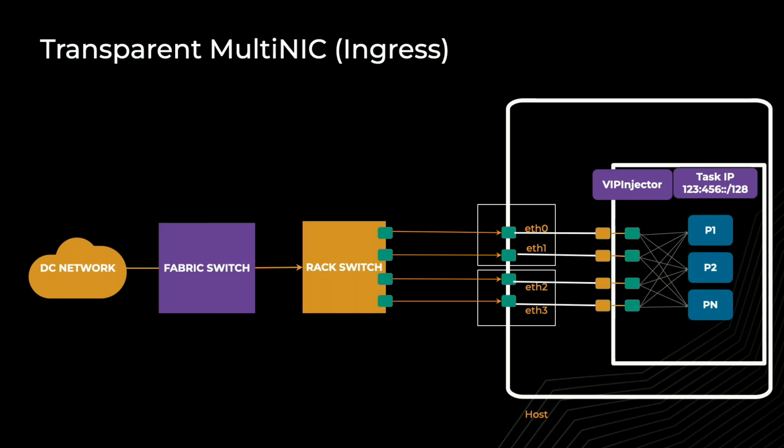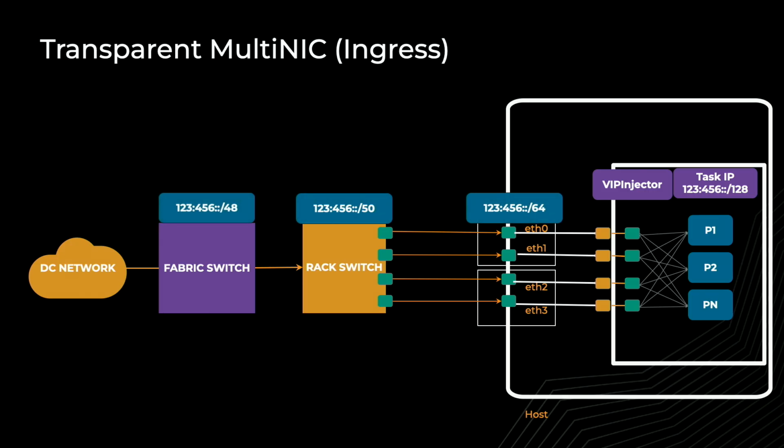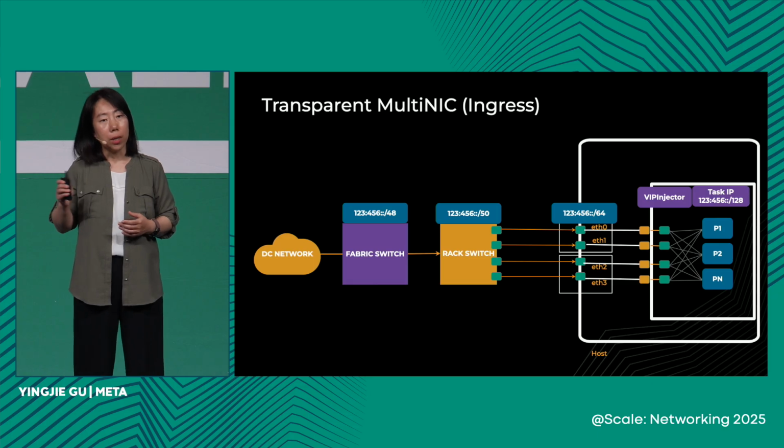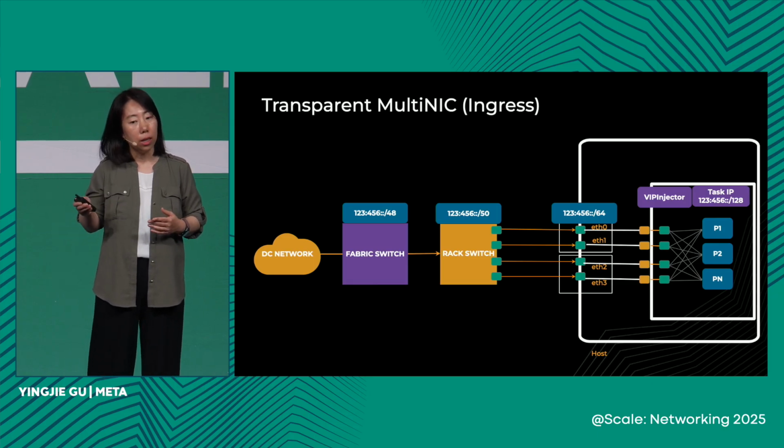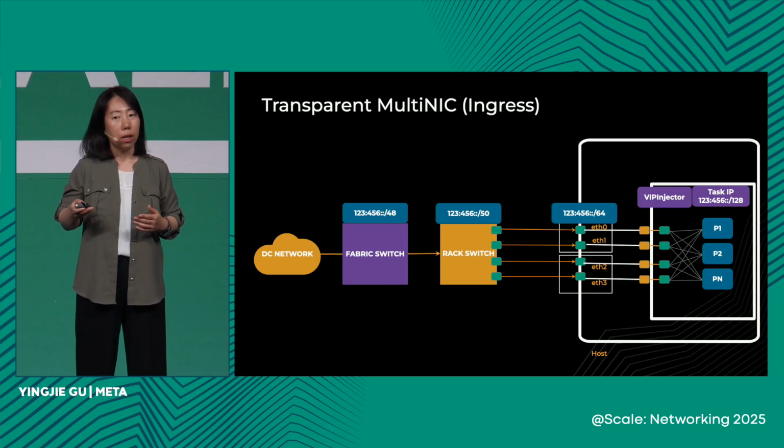We use a hierarchical address allocation strategy from the top of the network to the NIC. Starting from the NIC, each layer's address space is fully aggregated by the layer above it. This means that we just need one aggregation route on each layer to reach the NIC. The task IP is also part of the NIC subnet, so it is also aggregated on the rack switch.